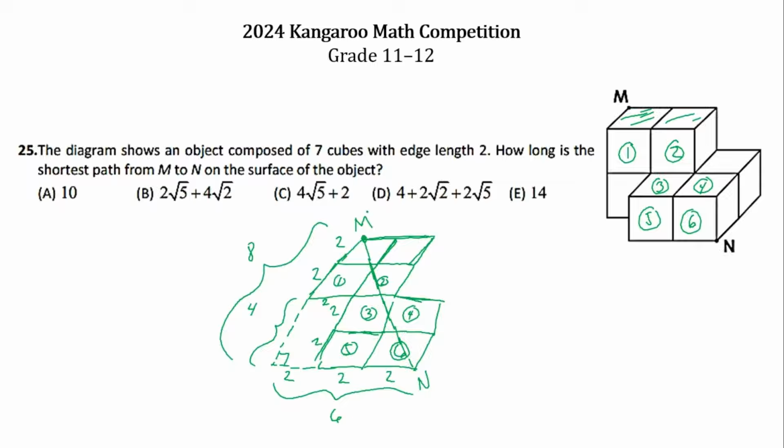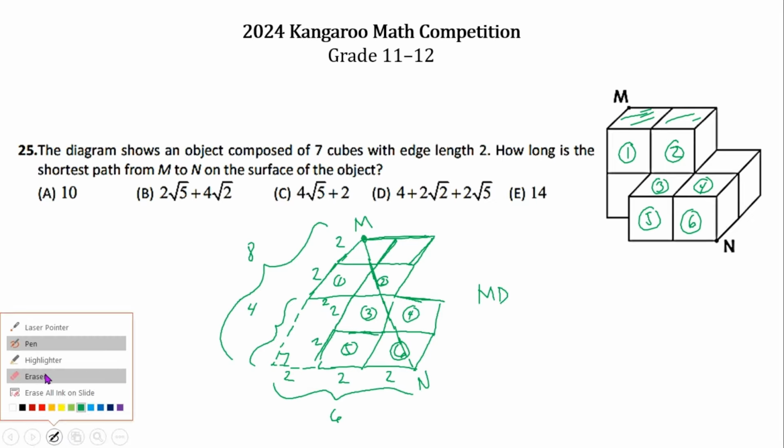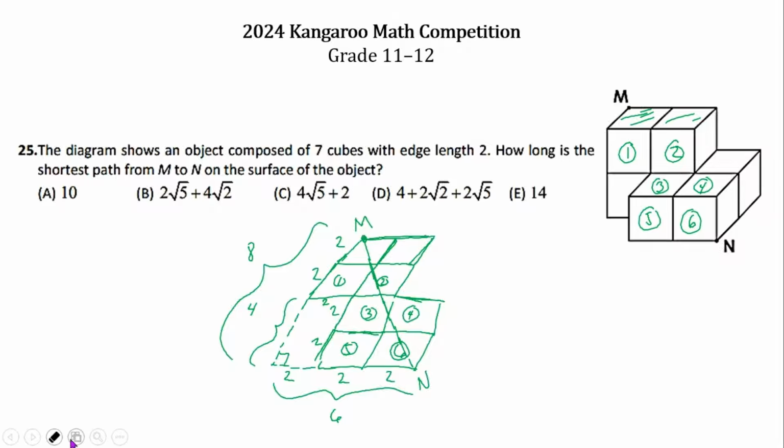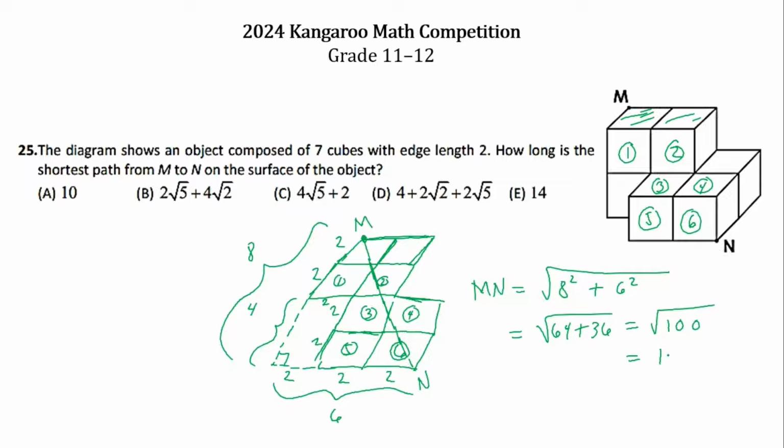And so by the Pythagorean theorem, we can just solve MN. So MN is equal to the square root of 8 squared plus 6 squared, which is equal to 64 plus 36. That's equal to the square root of 100, which is equal to 10. Alright. Now, if we trace this path on the original figure, it looks like this.